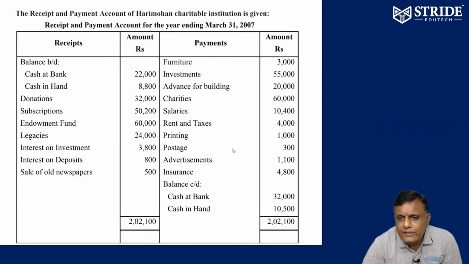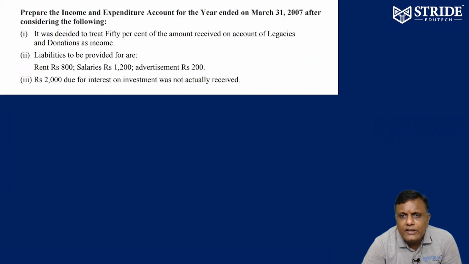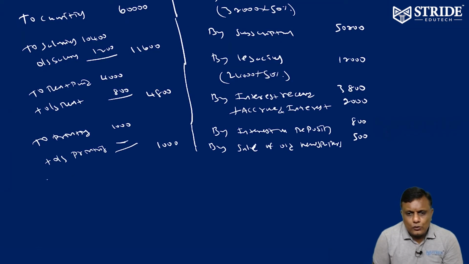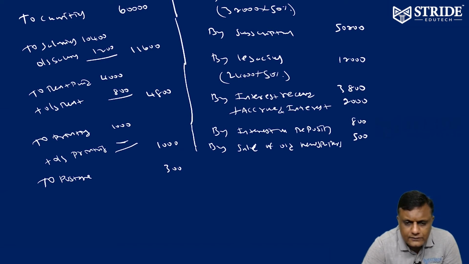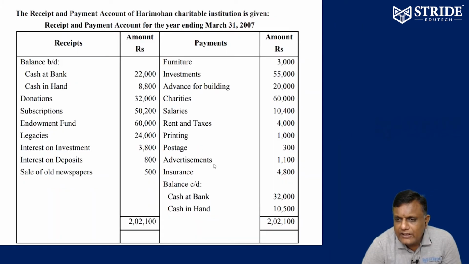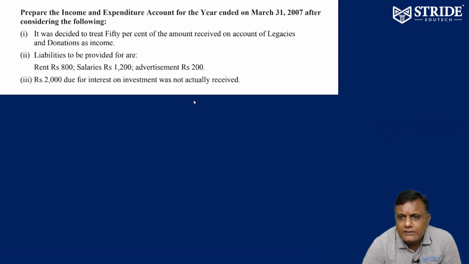So postage 300. Is there any outstanding postage? No. So to postage paid 300. Right. Advertisement 1,100. Is there any adjustment? Yes, outstanding is there. Outstanding advertisement, how much? 200. Okay, we can post now.